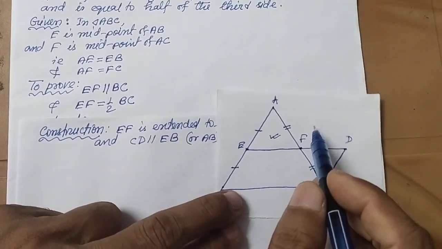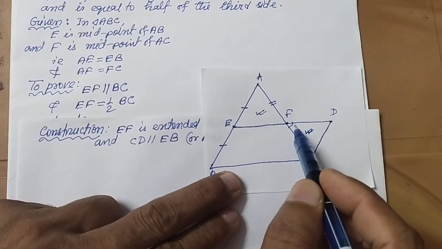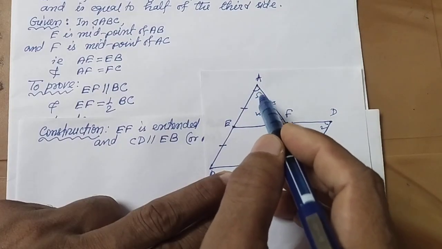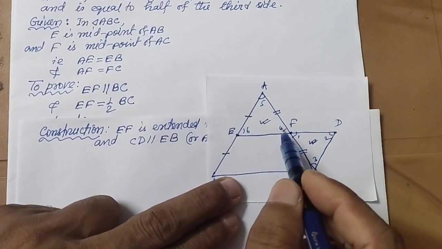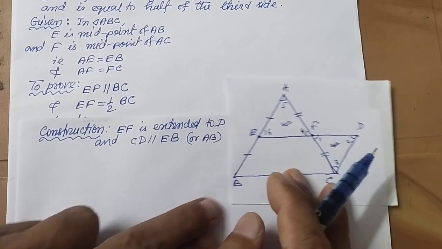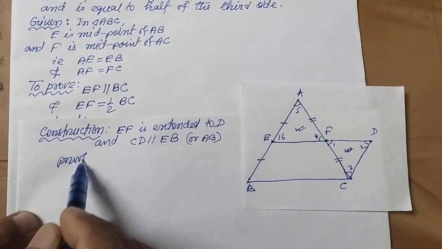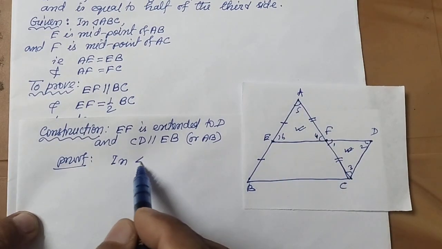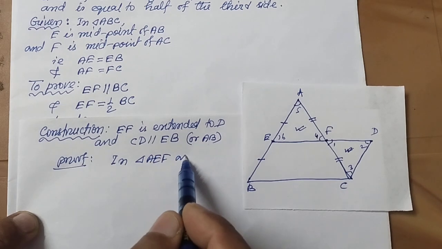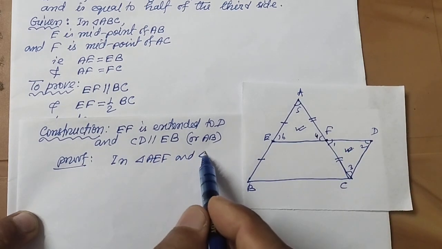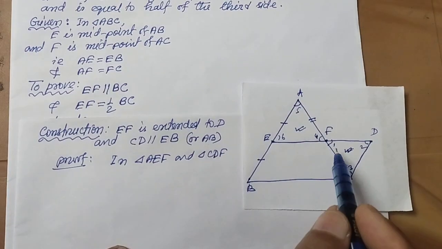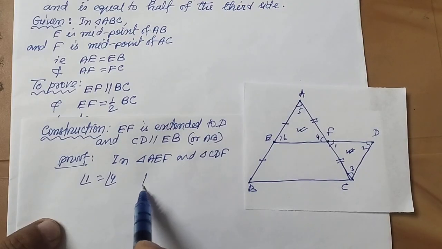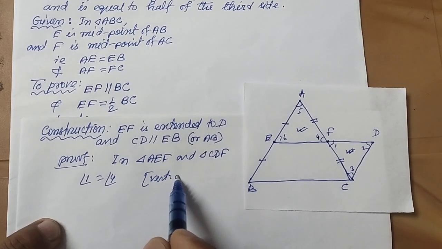Now you see, I'll just mark these angles for convenience. I'll mark this angle 1, this one 2, this one 3, this one 4, angle 5 and 6. And then you see angle 1 equal to angle 4. Proof. First we will write the proof. We are considering triangle AEF and another triangle CDF. And in these two triangles, first we got angle 1 equal to angle 4. You will mention here they are vertically opposite angles.